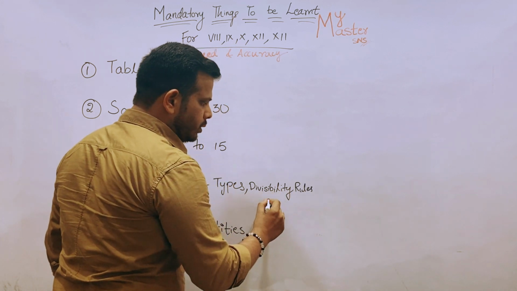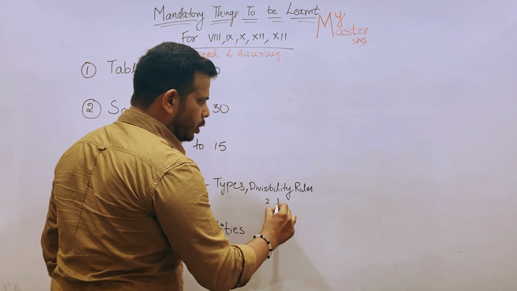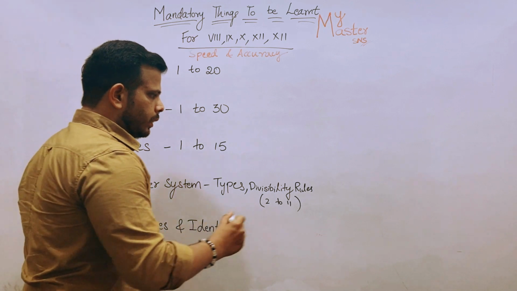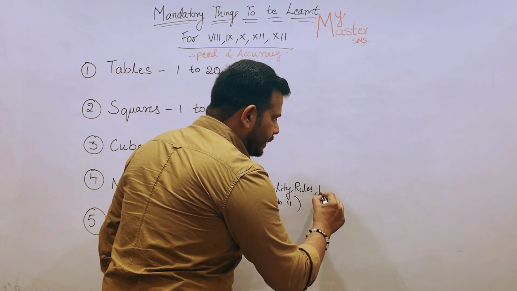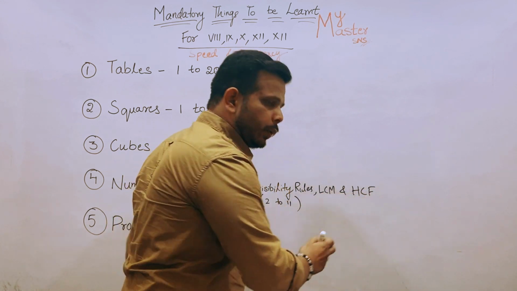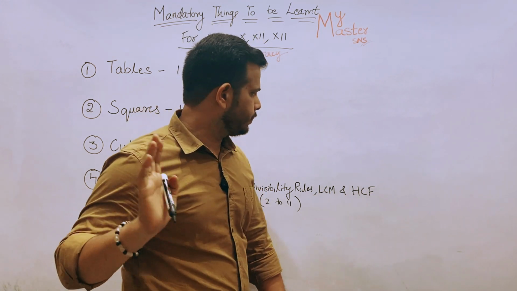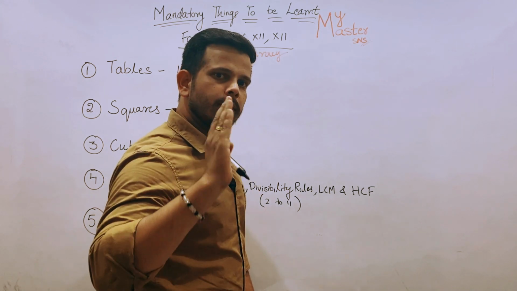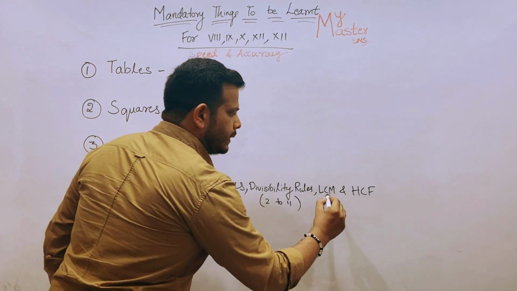Divisibility rules, most probably from 2 table to 11 table, we will be learning. And after divisibility rules you will be learning LCM and HCF. Quickly I will ask one question. What is the difference between a factor and multiple? Can anyone tell? Few are telling, few are thinking. We will learn together. Okay?